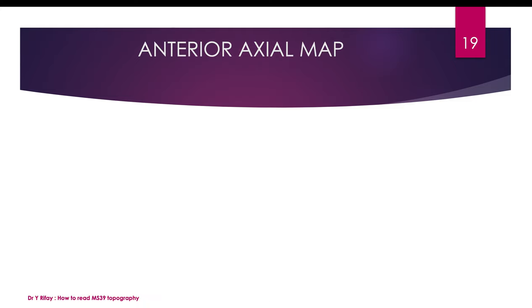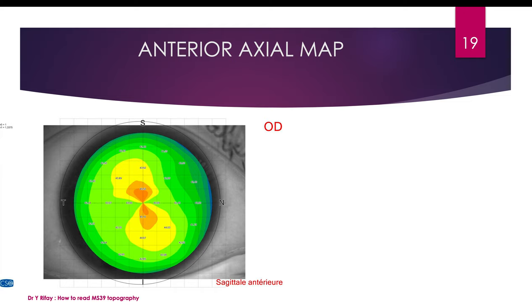And the most important maps we will study are the anterior sagittal map, or the axial map, which uses this principle. In the axial map, we have one axis of the surface of the cornea, and all the rays are coming from this axis to the cornea, and this will allow us to measure the keratometry of this point. So the keratometry of this point is coming from this ray, and the refractive index of the cornea, which is 1.3375. This is what we call axial map, axial keratometry.